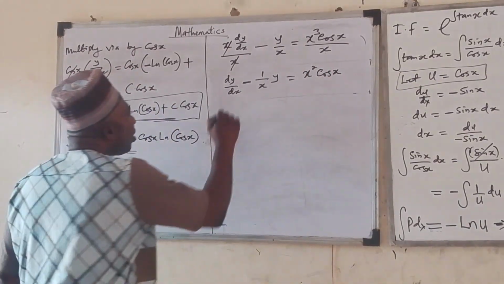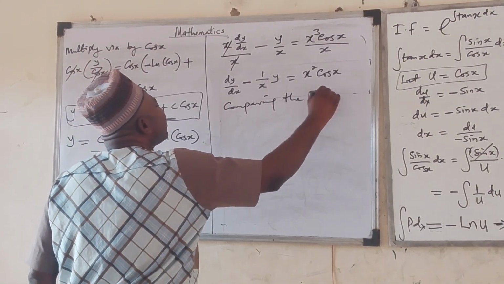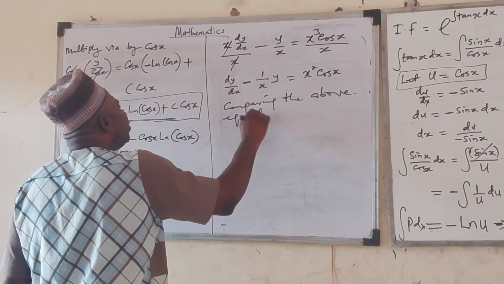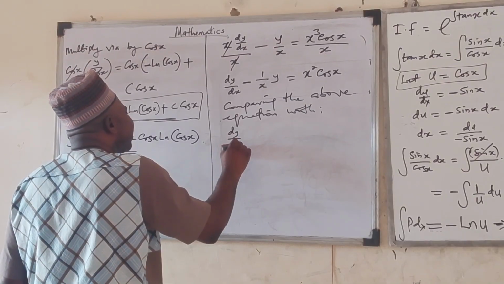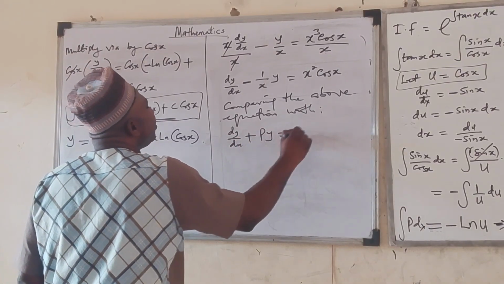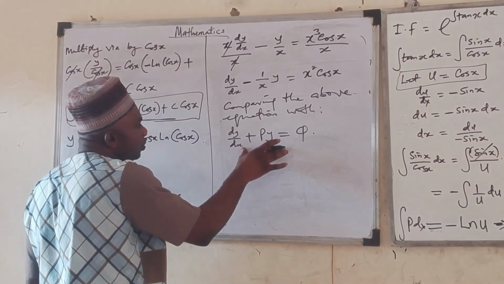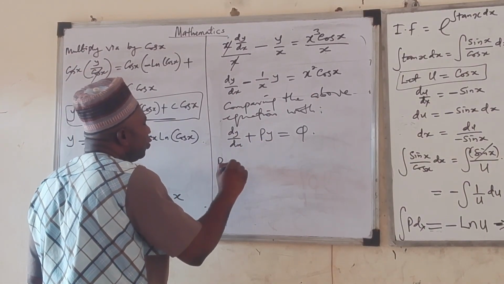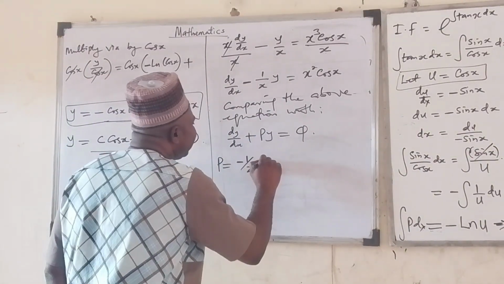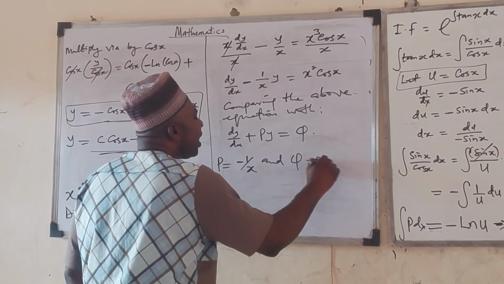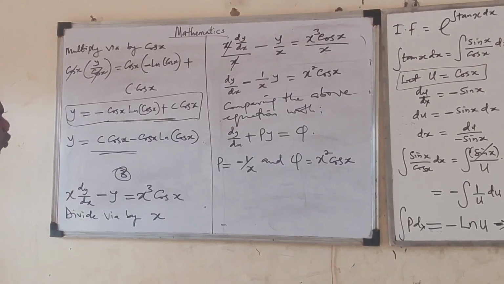So at this point, comparing the above equation with dy all over dx plus py is equal to q, it means when you compare these two equations, the value of p will be equal to minus 1 all over x, and q will be equal to x raised to the power of 2 cos x.